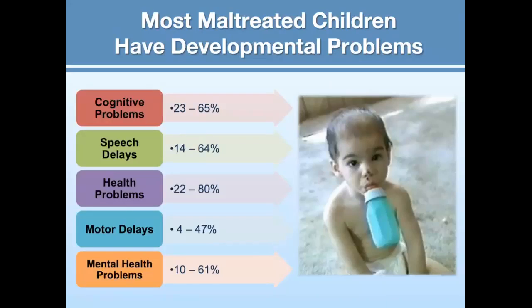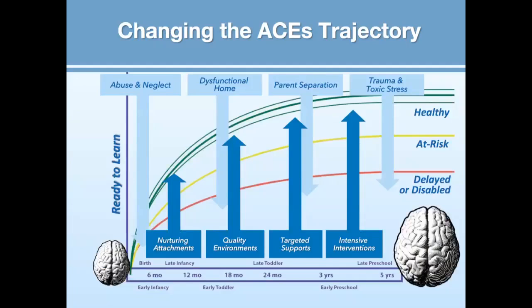We also know that many kids in child welfare have developmental problems because most of the kids coming in have been neglected. 75% of kids come in for neglect, and so they have these problems not because they're not smart or capable, but primarily because they haven't had serve and return. They haven't had enriched environments and enriched relationships.